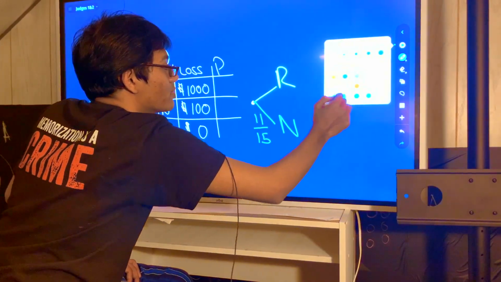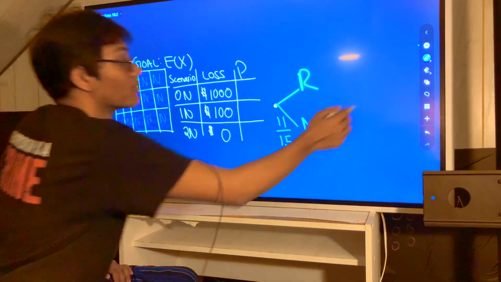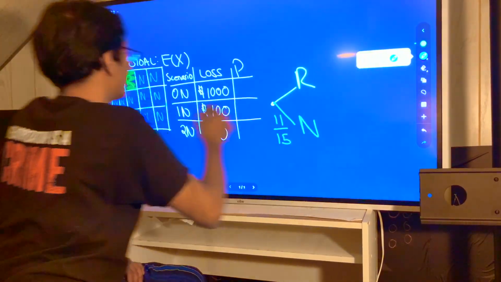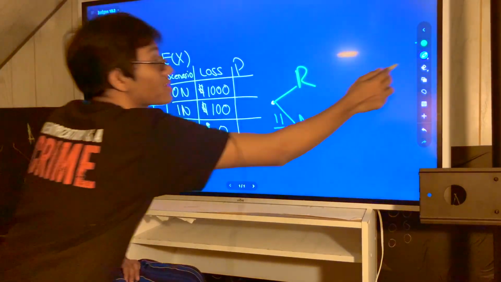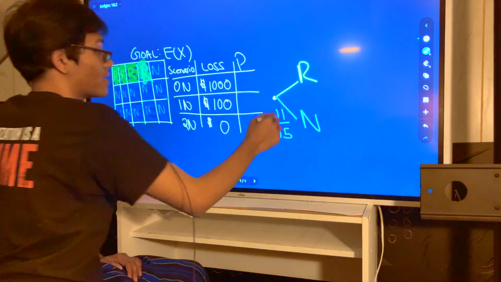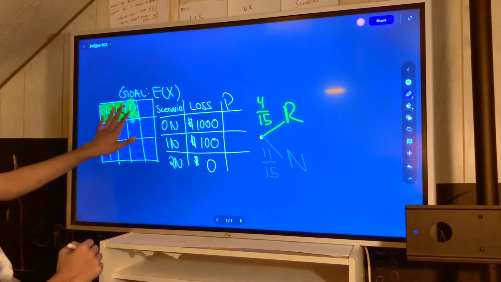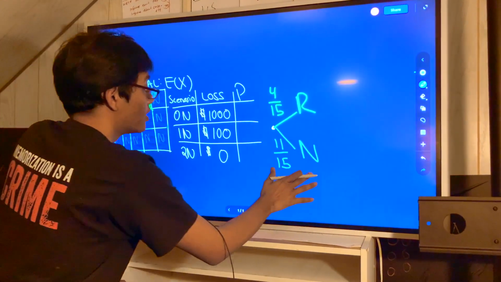For a refurbished computer, however, there's only 3 of those, or rather we should have drawn 4. So this was also supposed to be refurbished. Okay, so then your probability for that is 4 over 15. 4 green out of 15 total.